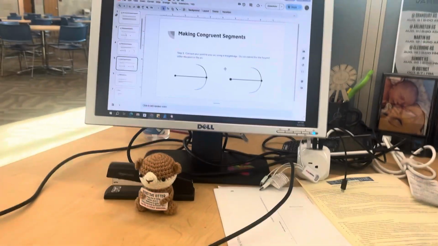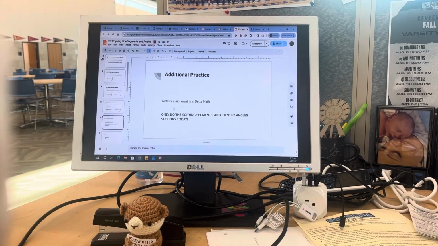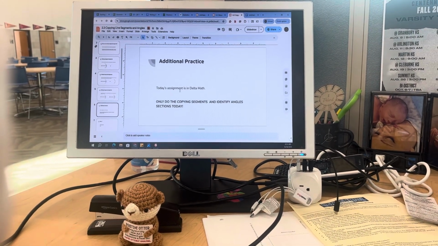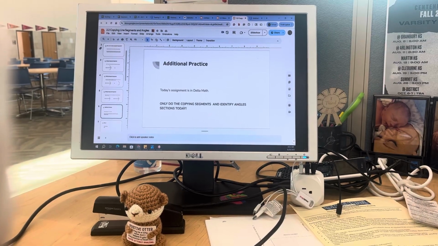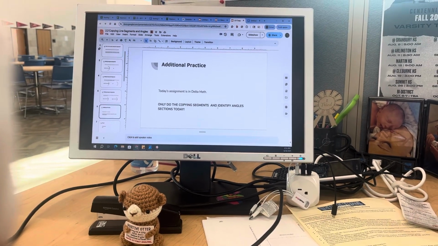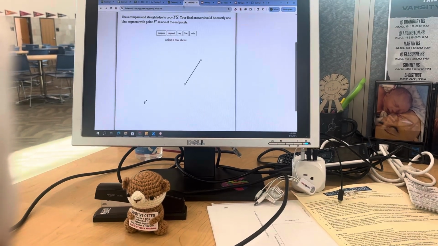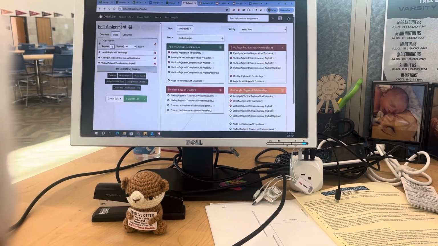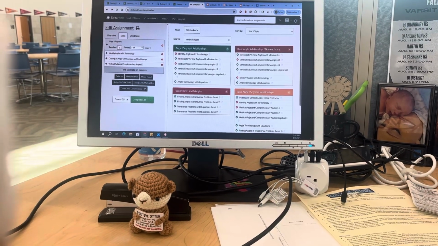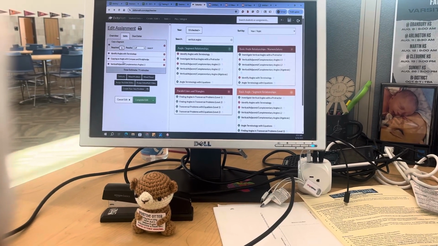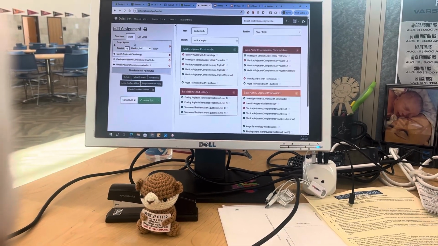Hopefully you'll have a compass and be able to copy those steps into your notes. The assignment today is in Delta Math. You only need to do the copying segments and identify angle sections. We chose identify angle sections because that's what we kept seeing missed on the test. The other two we're going to do tomorrow, but we're only counting it as one assignment with all 4 of these, so don't give yourself homework, just do these first 2.